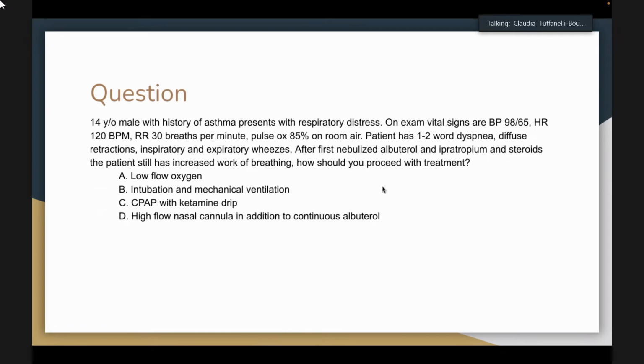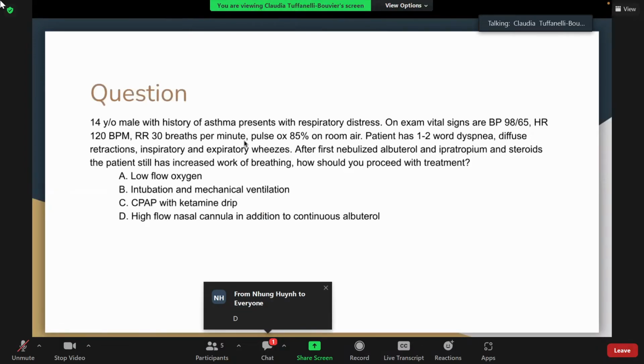Moving on, this question: a 14-year-old male with history of asthma presents with respiratory distress. On exam, vital signs are BP 98/65, heart rate of 120, respiratory rate of 30 breaths per minute, pulse ox of 85% on room air. Patient has 1 to 2 word dyspnea, diffuse retractions, inspiratory and expiratory wheezes. After first nebulized albuterol and ipratropium and steroid, the patient still had increased work of breathing. How should you proceed with treatment? A, low flow oxygen; B, intubation and mechanical ventilation; C, CPAP with ketamine drip; or D, high flow nasal cannula in addition to continuous albuterol.